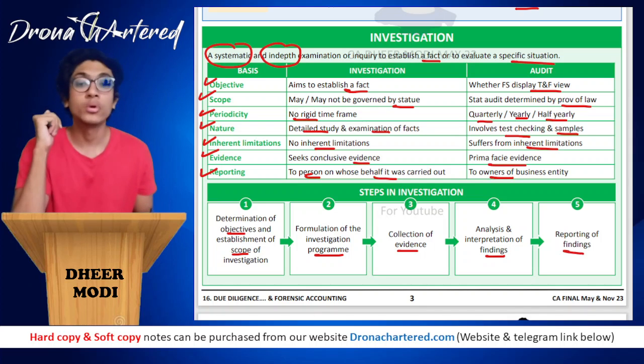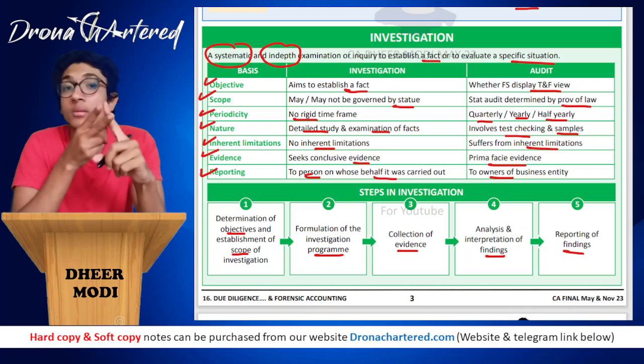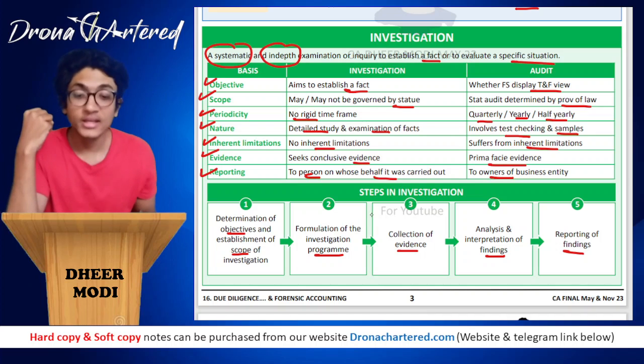And fifth is reporting of findings. So first, what did you do? You decided what will be your objective, what will be your scope. Then second, what did you do? You made a program. You made an investigation program.